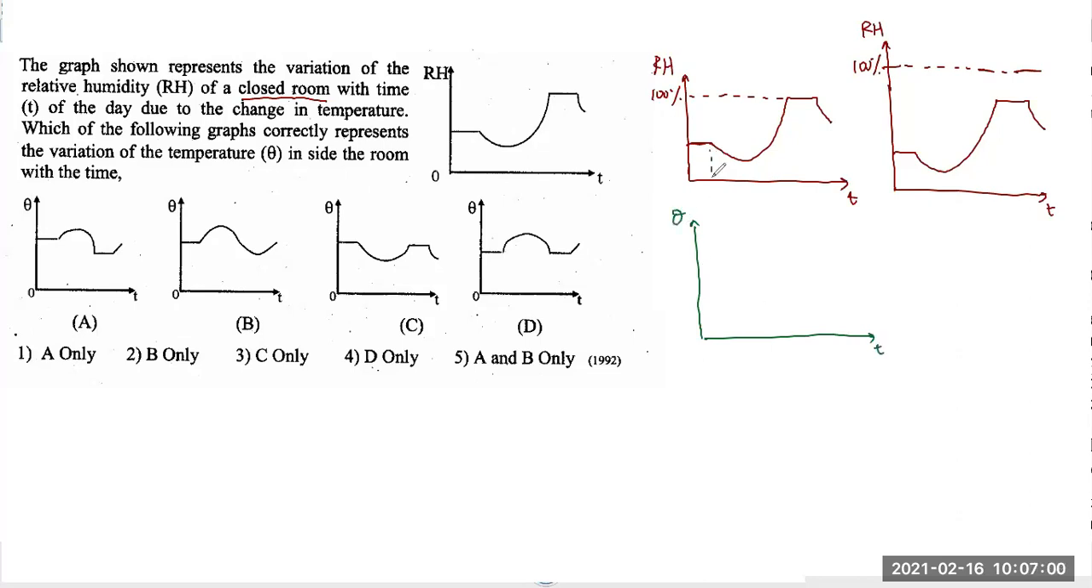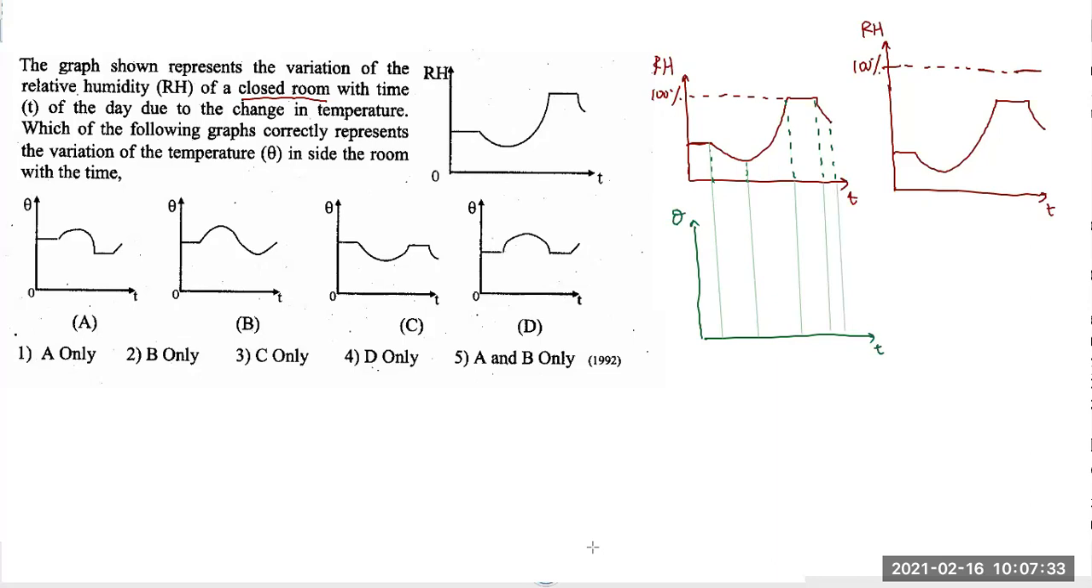Now, there are 1, 2, 3, 4, 5 portions in the graph. So we have to use those 5 portions as our reference to get the answer. I will use those 5 portions as my reference quickly, and then it will be easy for me to get an answer. Okay. Now temperature variation. Let's start.